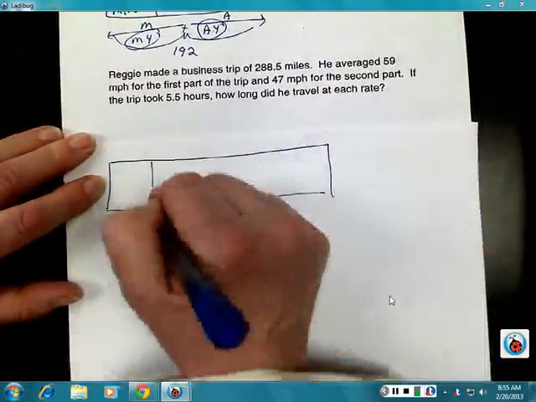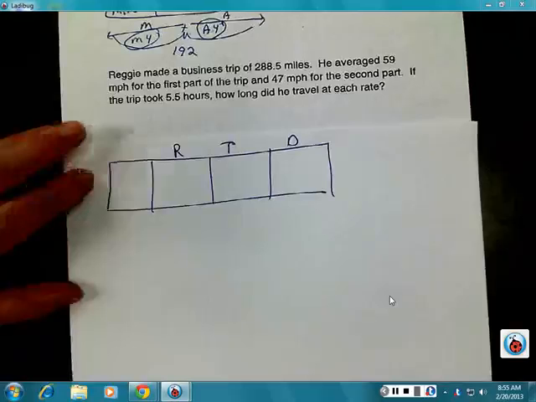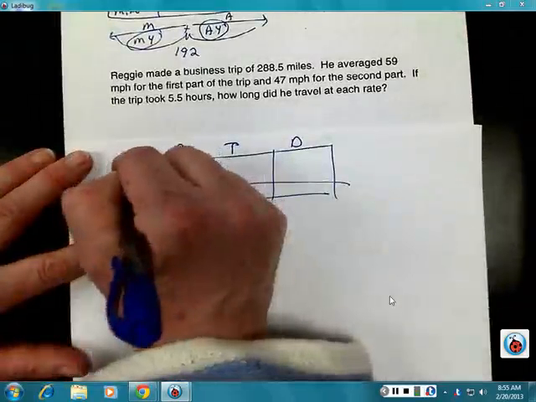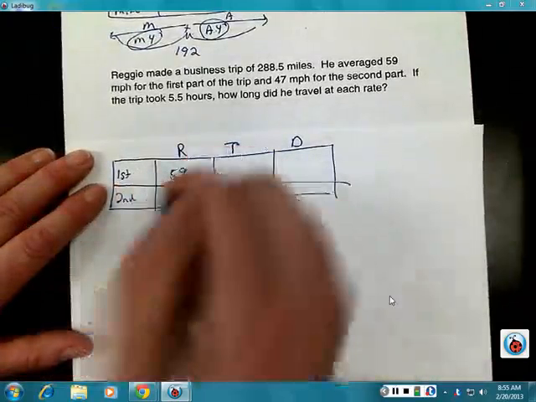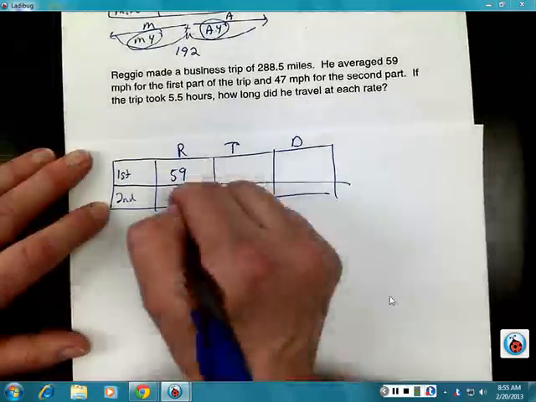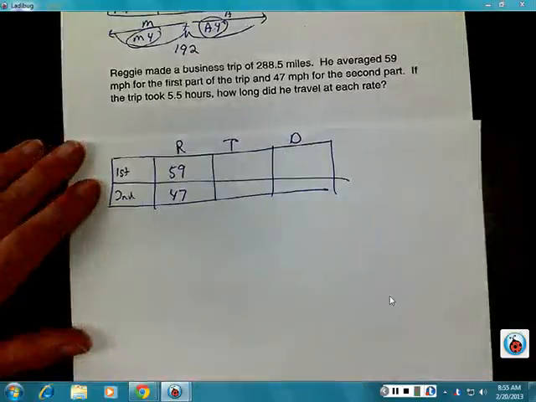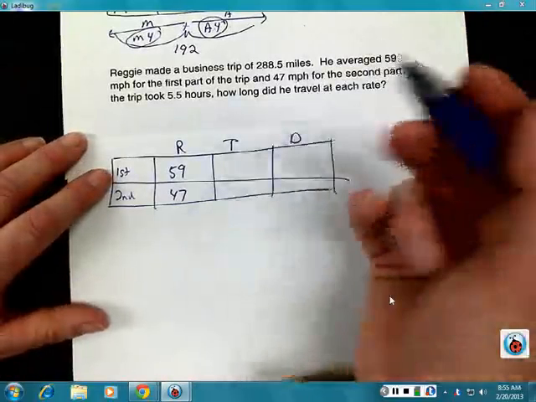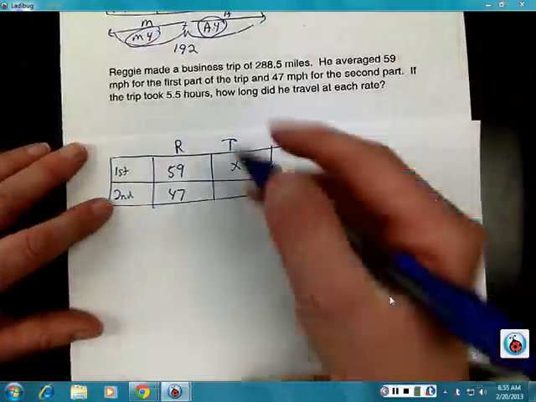Still distance equals rate times time. But what do we know? 2 trips, right? 2 different times, first part and the second part. What did he travel at the first part's rate? 59 miles per hour. What did he travel for the second? 47. How long was he out? What were his times? For the first part of the trip, what length of time did he travel? Don't know, do we? Because we've got 2 variables, do we know how long he traveled on the second part? No. It can be y.